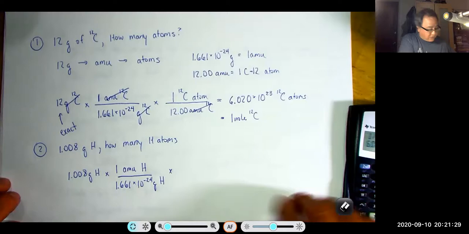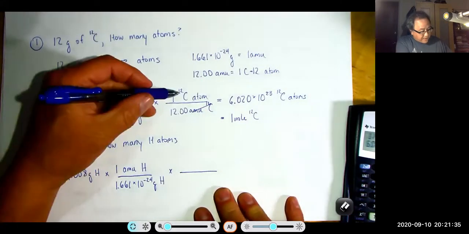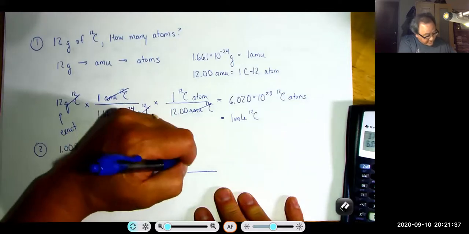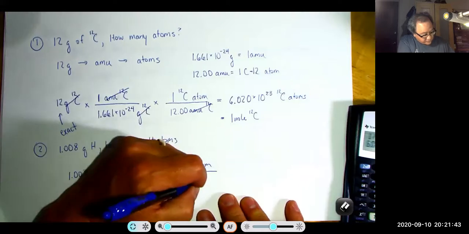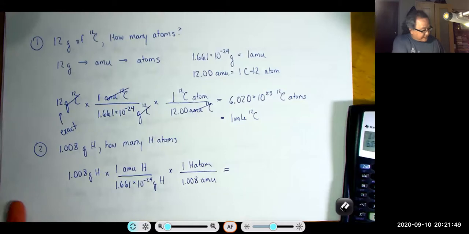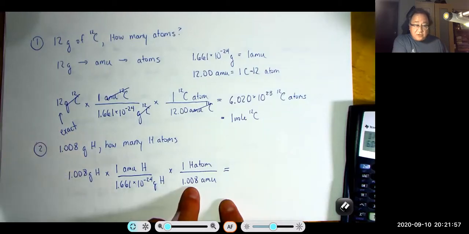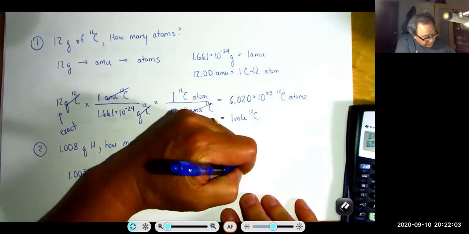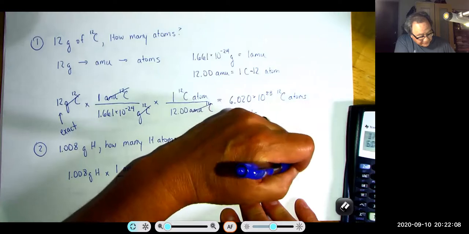Okay, so let's take a look here. Now we're going to multiply by, instead of 1 carbon atom being 12, 1 hydrogen atom is 1.008 AMU. We get that from the periodic table. Now, it doesn't take a whole lot of effort to see that this is going to end up with the same result as above because, again, we have this divided by this is 1. So in reality, we have 1 divided by 1.661. So we get 6.020 times 10 to the 23 hydrogen atoms.